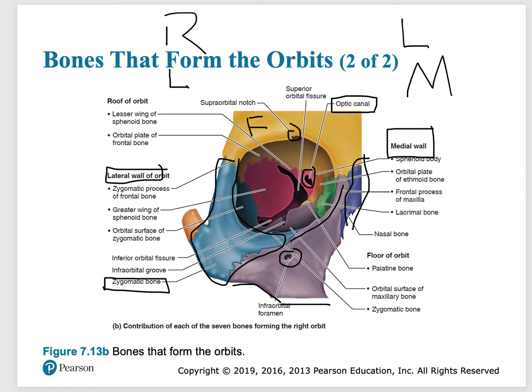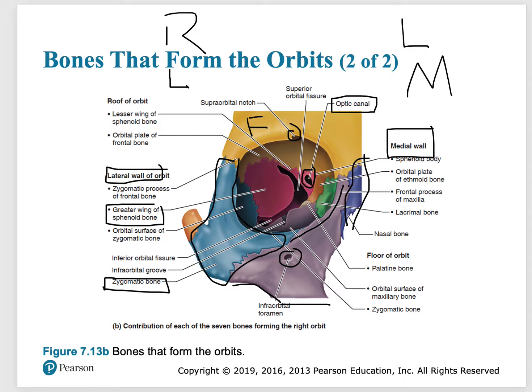So the bones that form the orbit could also be a very testable question. We have the frontal bone, the zygomatic, the maxilla, all right? So kind of forming the outer portion. But then more posteriorly, we have the wing, the greater wing of sphenoid.